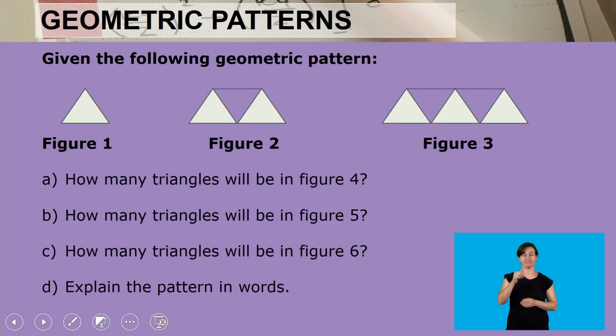Let's move over to the next pattern here. So we again have been given a geometric pattern, and this pattern is now formed of triangles. So we have 3 figures there. Now we have the first figure that has 1 triangle. We have the next figure that has 3 triangles. So that is 1 and 2 and 3. And we have the next figure that has 5 triangles. So that is 1, 2, 3, 4, and 5. So how many triangles are going to be in the 4th figure?